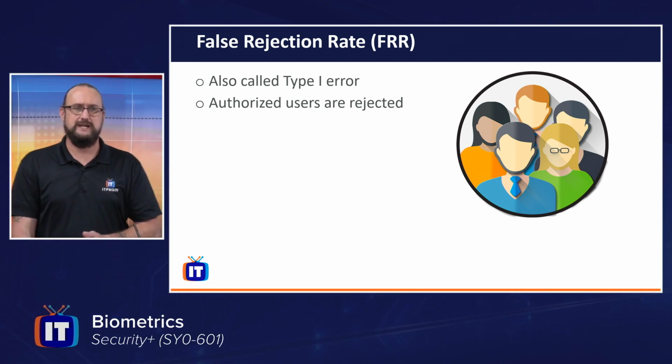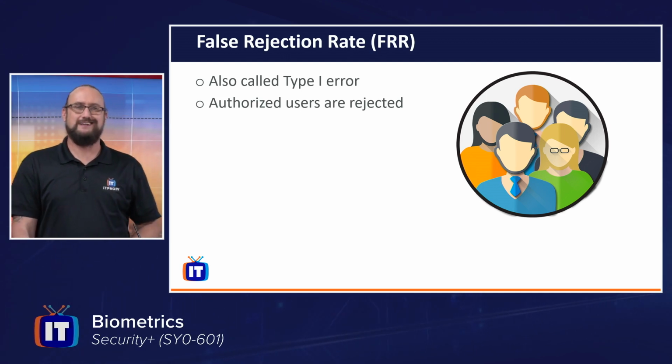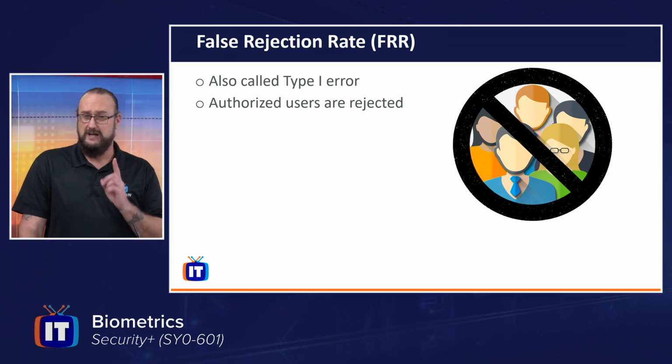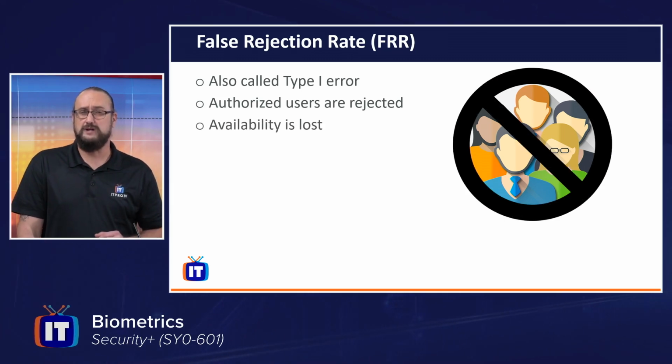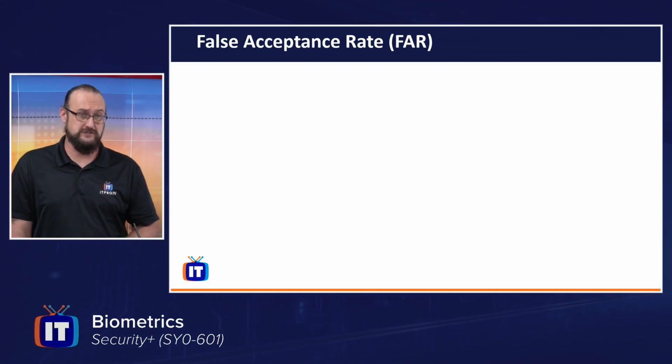I know I'm supposed to be here. I work for IT Pro TV. I'm trying to authenticate against this door and it's not letting me in. Yeah, it's frustrating. However, availability is lost. The next one here is false acceptance rate.